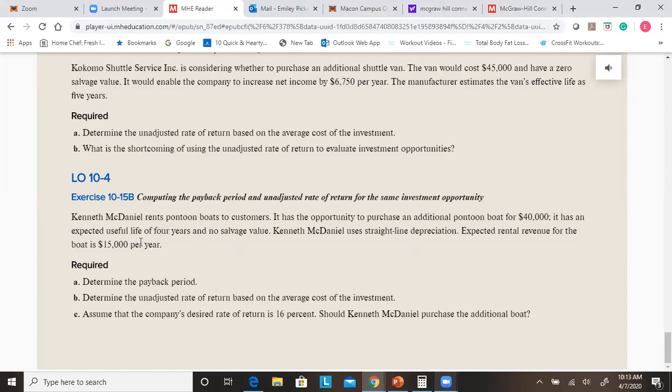It has an expected useful life of 4 years, no salvage, really not relevant in this case. We have an expected rental revenue for the boat of 15,000 per year. So you can do it both ways. So go ahead and do the payback period and then do the unadjusted rate of return.